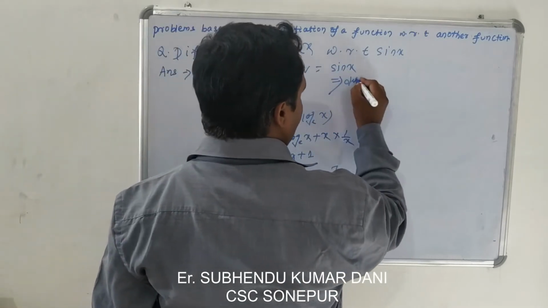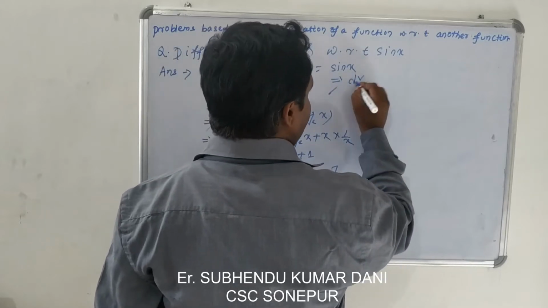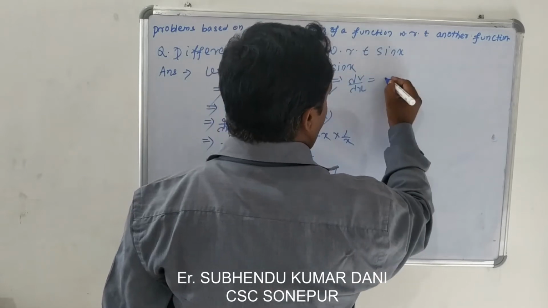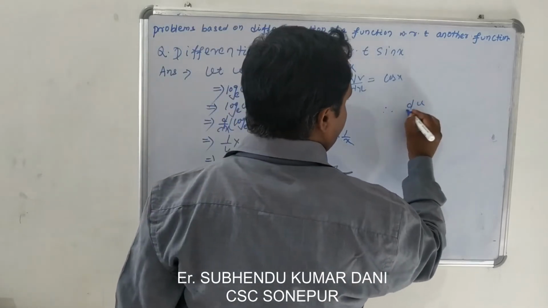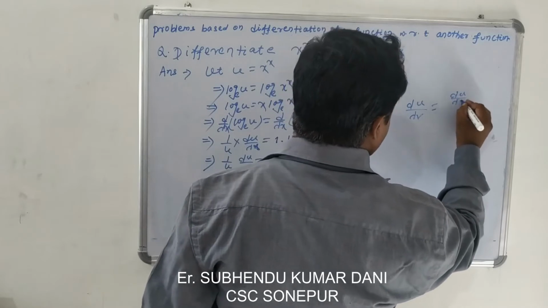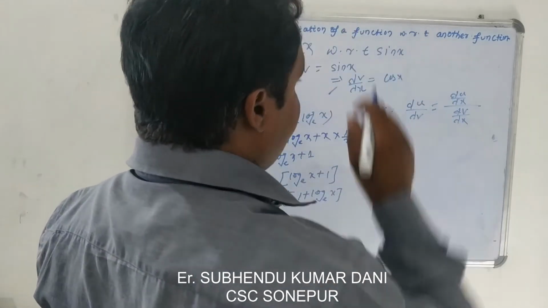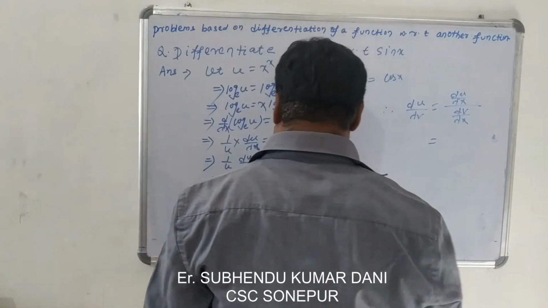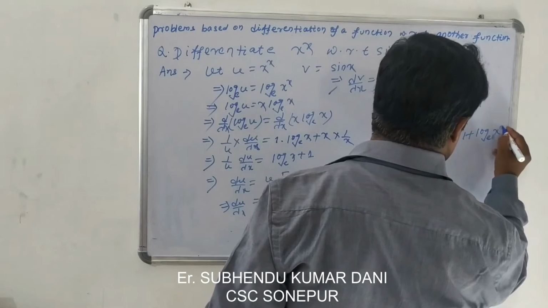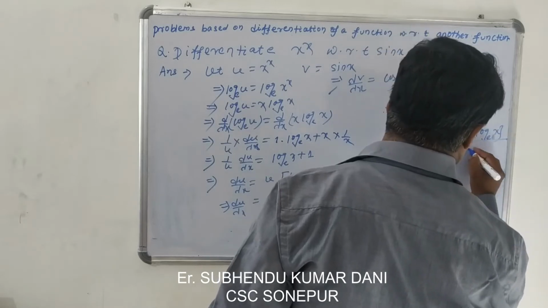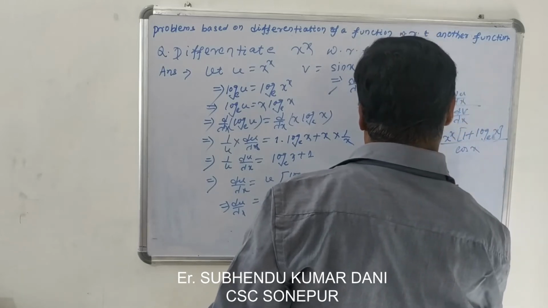Again, v is a function of x here. So dv by dx equals the derivative of sin x, which is cos x. Now, clear about that. Therefore du by dv equals du by dx divided by dv by dx. So du by dv equals x to power x times 1 plus log base e of x, the whole divided by cos x.